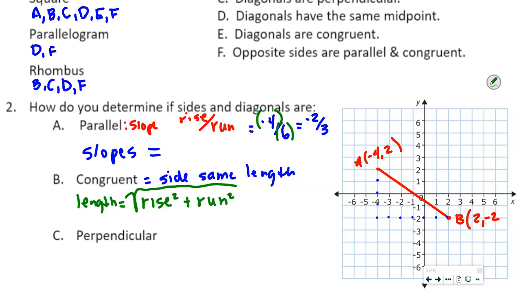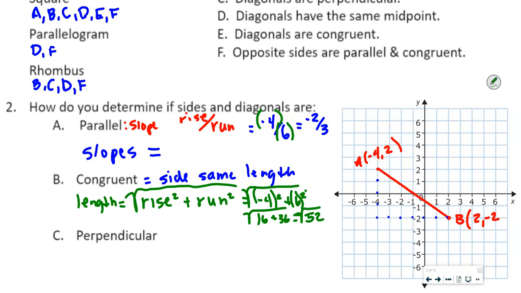So we're going to take our -4 and we're going to square it. We're going to take our 6 and we're going to square it, okay? We're going to add them together. So that's going to be 16 plus 36. And then we're going to take the square root of that. That's going to be equal to, what is that, 52?